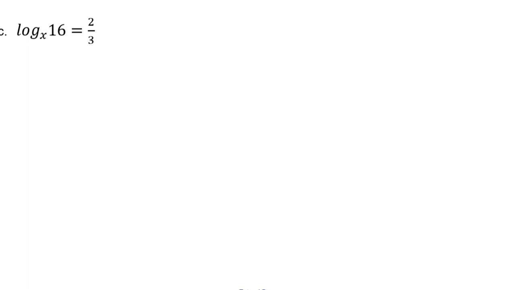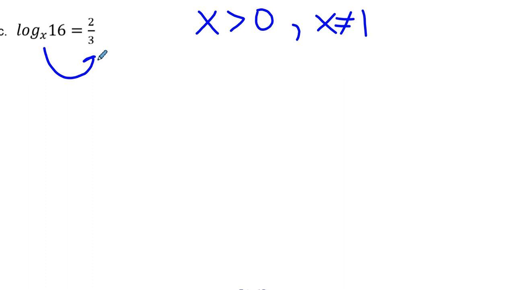Okay, in this question, we are solving for x, and x is a base. So anytime you're solving for the base or argument of a log, always switch it into exponential form. First of all, restrictions: you can't have a negative base, and you also can't have a base equal to 1. So when we solve that, we want to make sure that x is greater than 0, but not equal to 1.